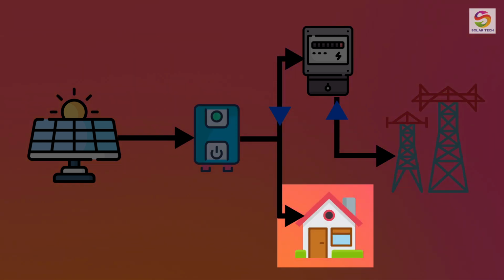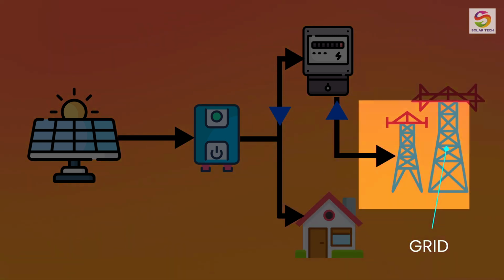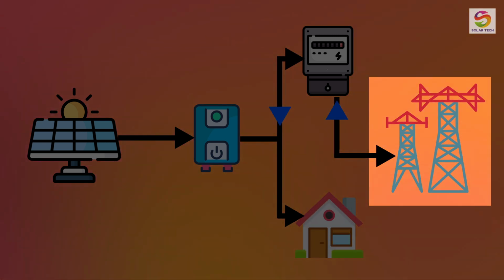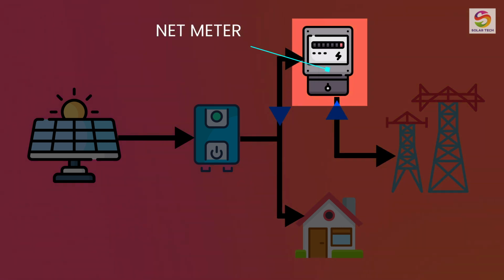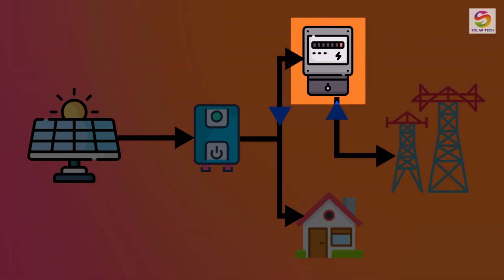A grid tie inverter can export surplus generated power to the electricity grid. A net meter provides details about units imported and exported to and from the grid. The electricity board prepares the electricity bill according to the net meter readings and tariff.